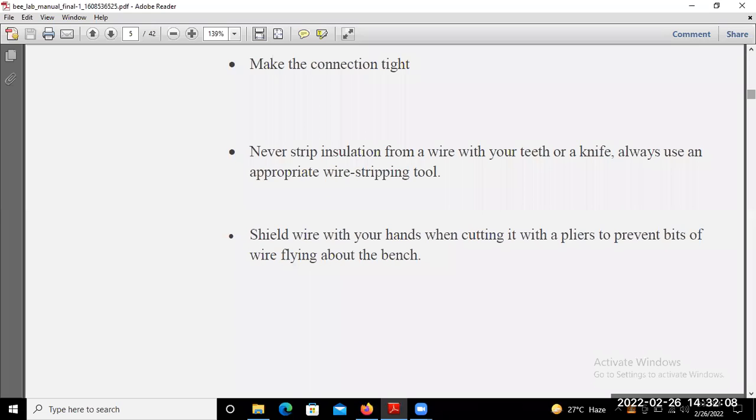And never strip insulation from the wire with your teeth or a knife. Always use an appropriate wire stripping tool. This is one of the most important instructions for everyone performing the experiment. And when you are cutting wire with pliers, prevent the wire from flying about the bench.